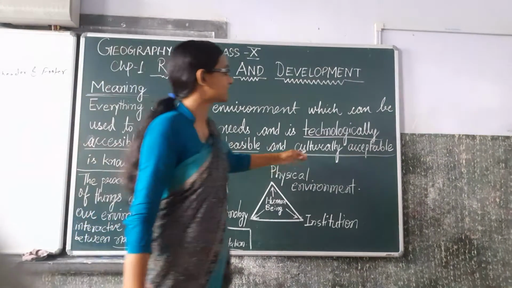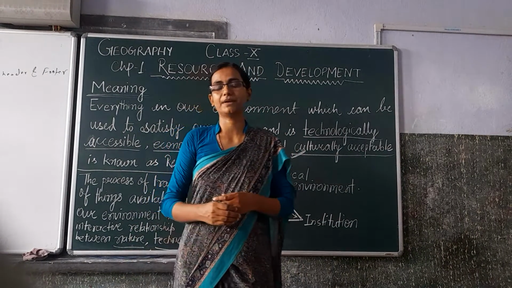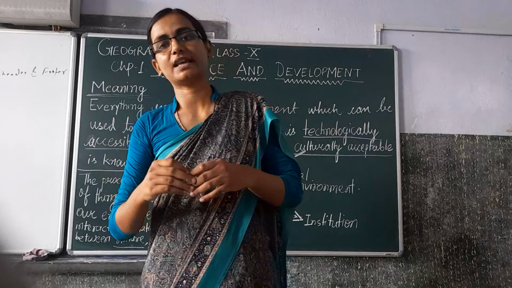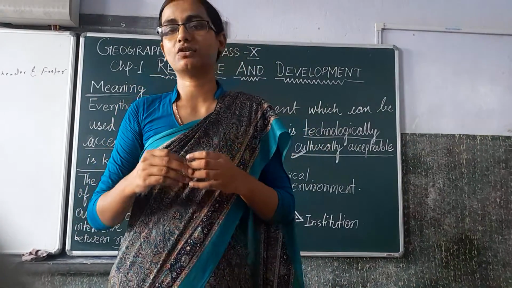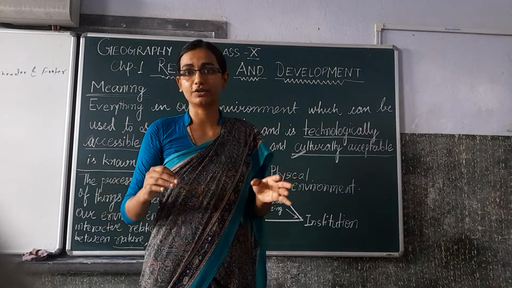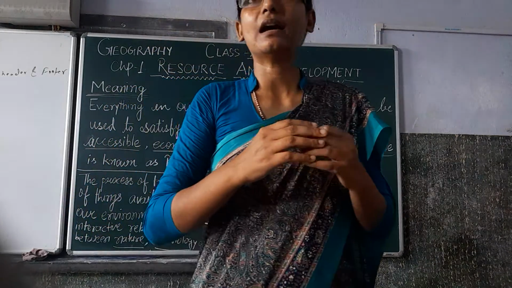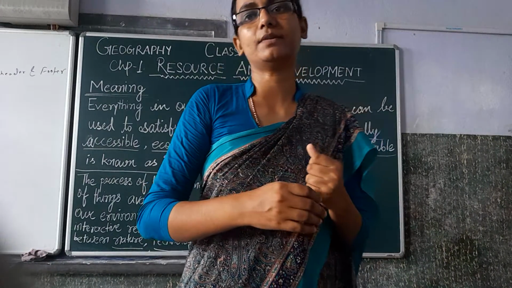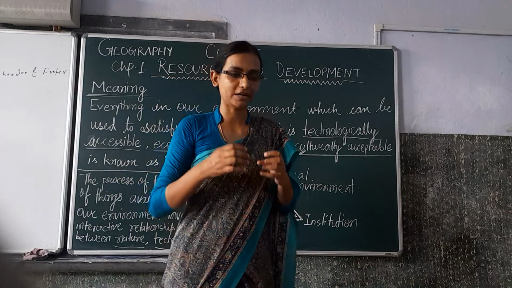Then we have culturally acceptable. It should not hurt the sentiment of the people. It means, suppose there is a big temple or big church. Inside that church or inside that temple, there is a coal mine or there is gold. When we extract that gold, it will hurt the sentiment of the people, because people are connected with that particular place.